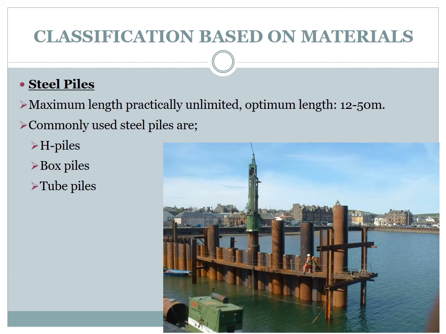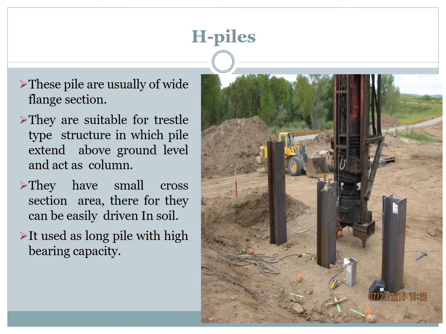Commonly three types of steel piles are used. First, H pile, second, box pile, and third one is tube pile. H piles are usually of a wide flange section and they are suitable for trestle type structures in which piles extend above ground level and act as a column. They have a small cross-sectional area, therefore they can be easily driven in soil, and they are used for long piles with a high bearing capacity.